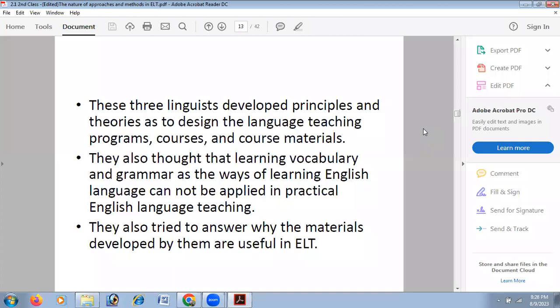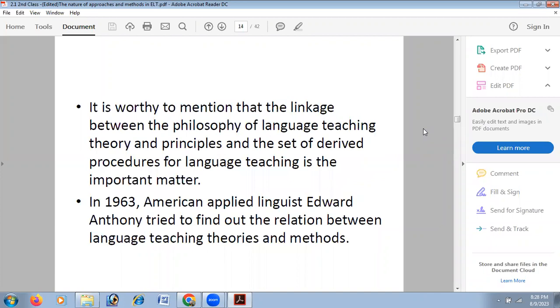So according to these three linguists, Harold Palmer, Henry Sweet, and Jespersen, there should be a linkage between the philosophy of language teaching, theory and principle. In 1963, the American applied linguist Edward Anthony tried to find out the relation between these, that is, language teaching theories and methods.